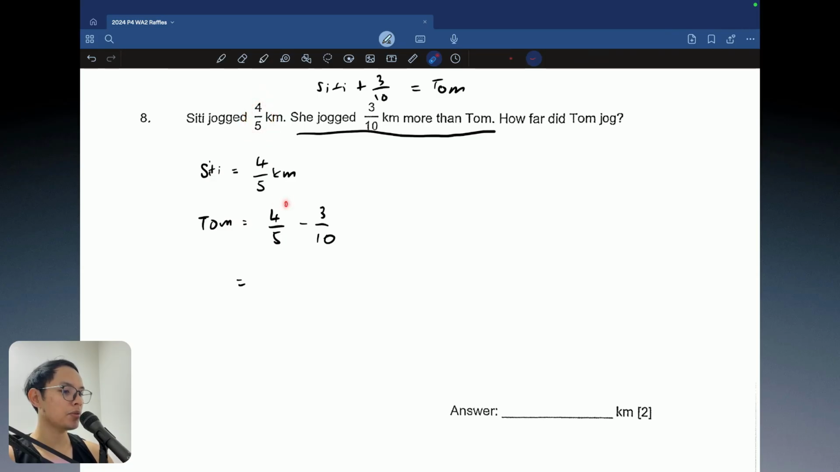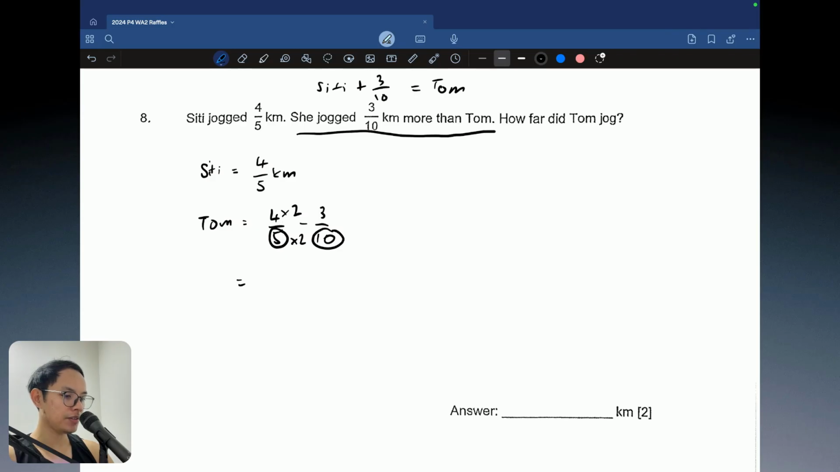So that's why we put 4/5, and then we just minus 3 out of 10 to get Tom's distance. So now we just need to know what is the smallest common multiple or denominator in this case. So the smallest one is basically 10, right? Since 5 can be equal to 10 by multiplying by 2. So we need to multiply by 2 at the numerator as well.